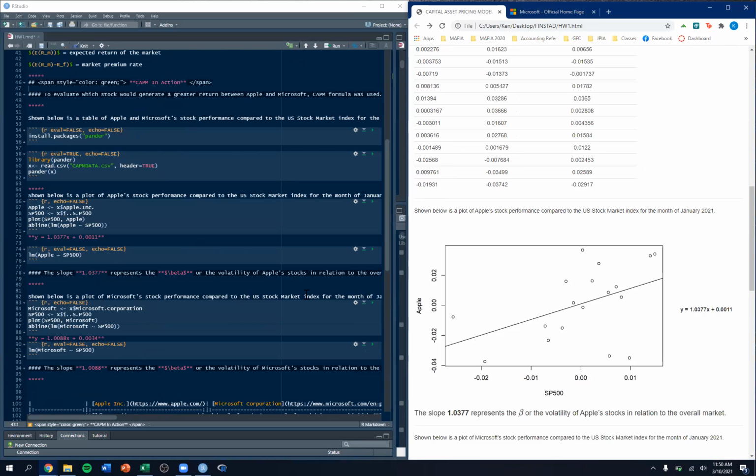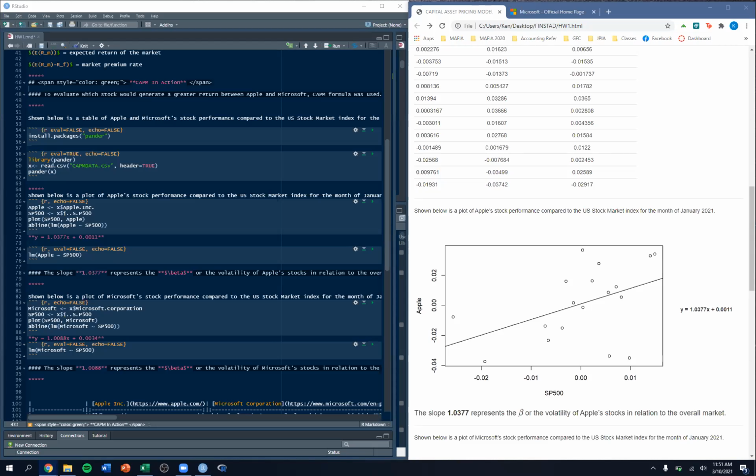Then we assigned the data from the CAPM data, the SP500, Microsoft and Apple, as X. Then below we also assigned each column. So Apple is X$Apple Inc., the column from the data. Then we plotted it with SP500 on the x-axis, and the Apple one on the y-axis.